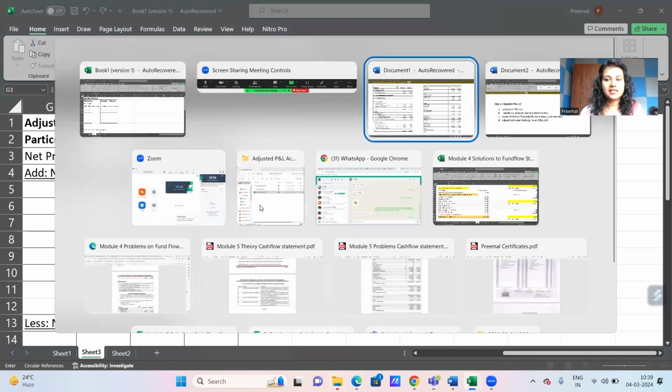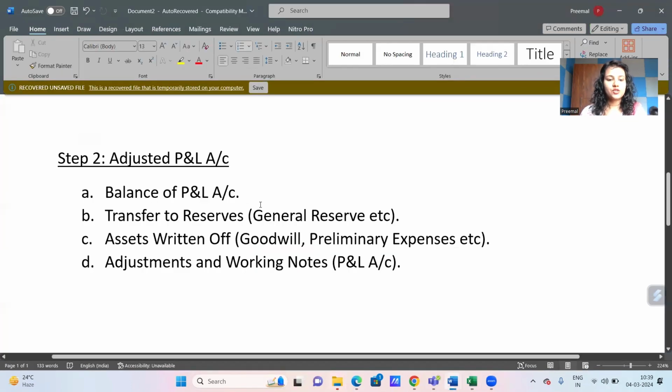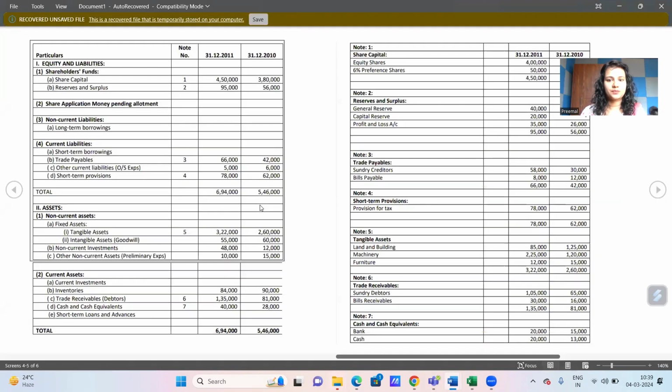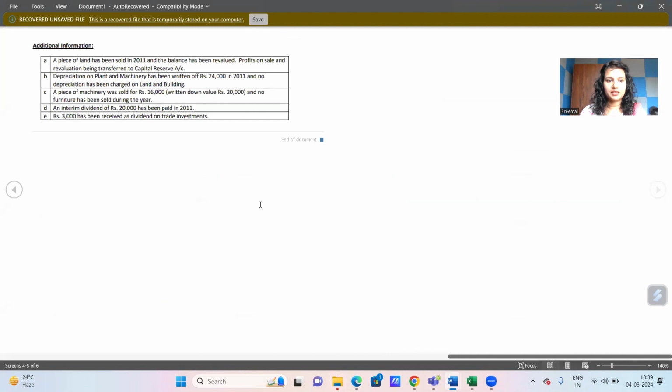These are the 4 guidelines I was talking to you about. So let's look at a problem. By following these 4 guidelines, finish step 2, adjusted P&L account. This is a problem that we will be discussing. Let's look at the adjustments.